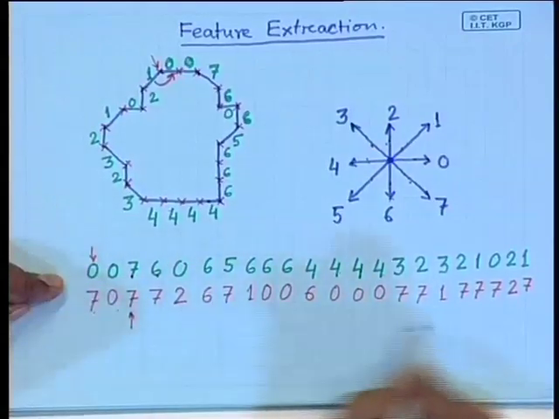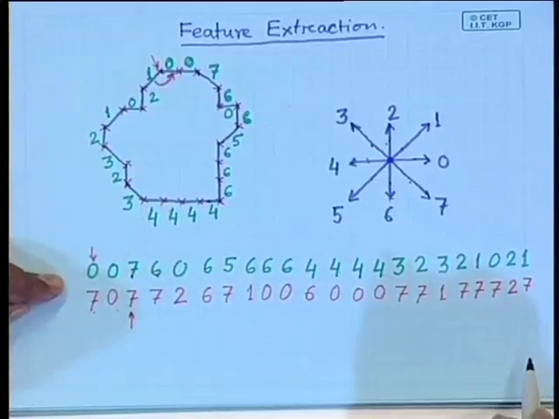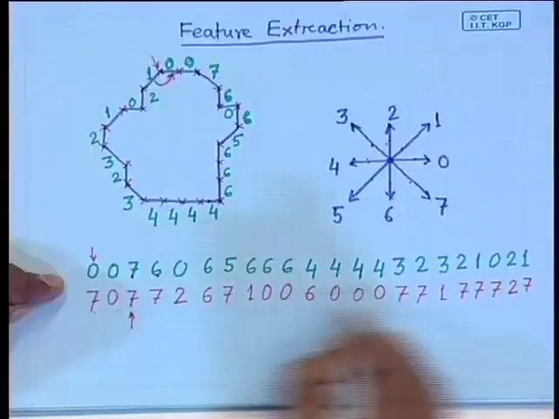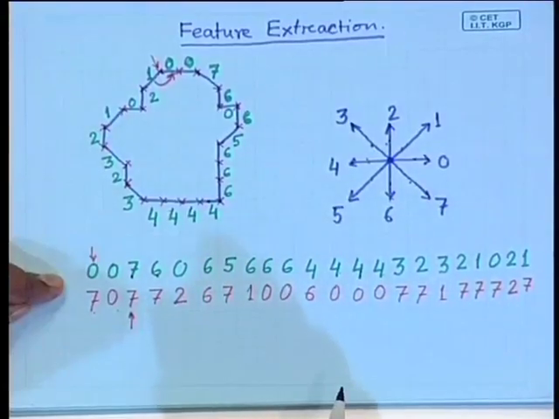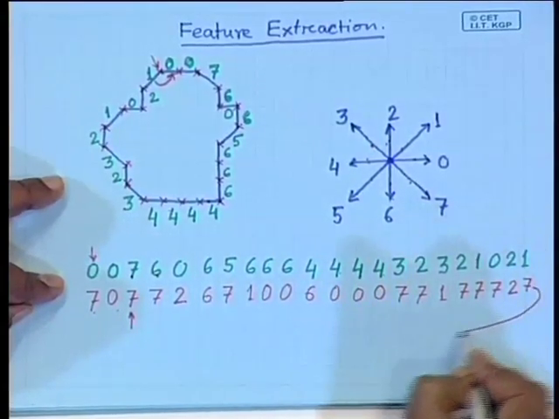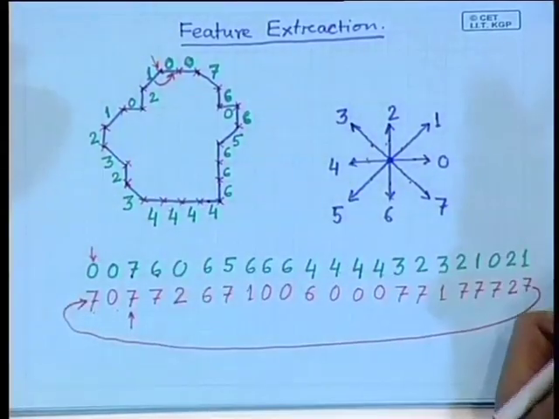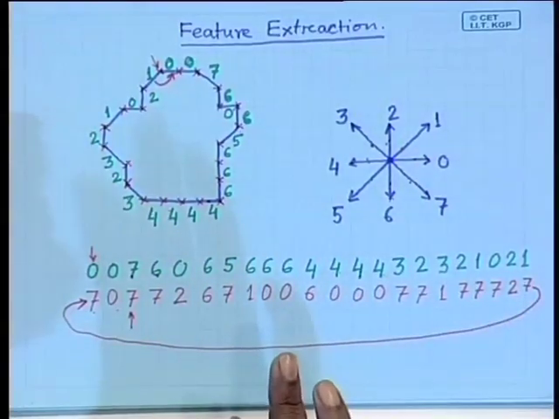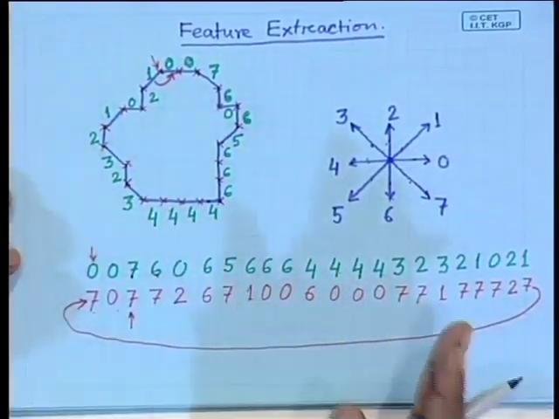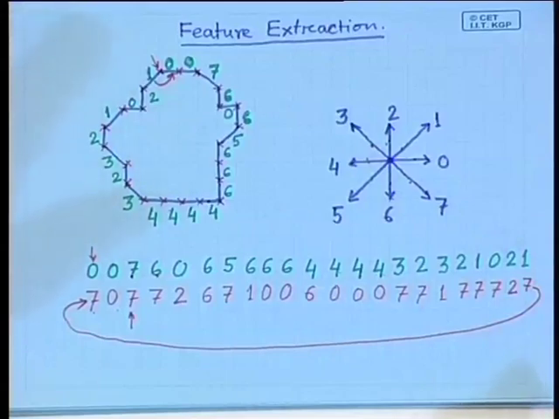Okay. So, though I have made this code independent of rotation, still it is dependent on the starting position, the starting pixel that we considered to form this chain code. Okay. So, to make it starting position independent, what I have to do is I have to consider this as a cycle. So, it is not an open chain, but it is a cycle. So, if I break this cycle at any point, what I make is a chain.